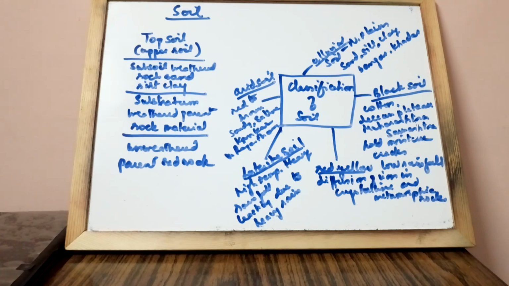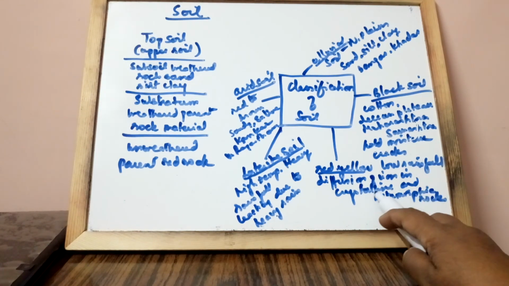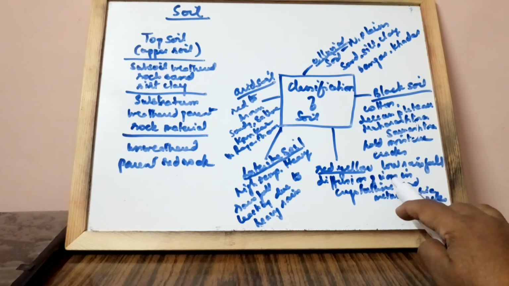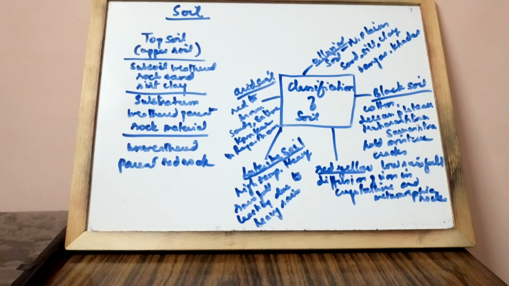It is found in Orissa, Chhattisgarh, southern parts of the Middle Ganga Plain. They develop a reddish color due to diffusion of iron in crystalline and metamorphic rocks. It looks yellow when it is in hydrated form. So any 5 points. The next, laterite soil.